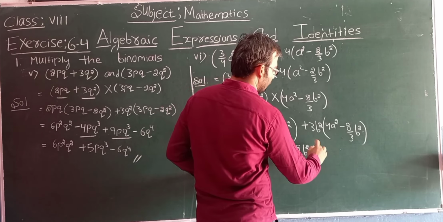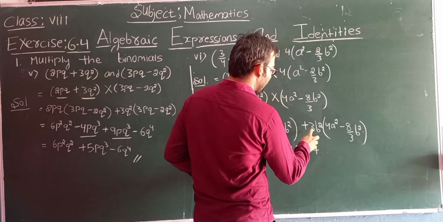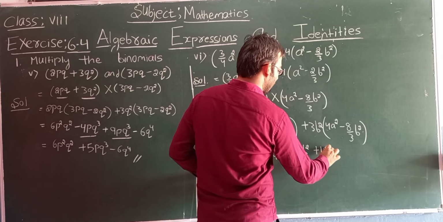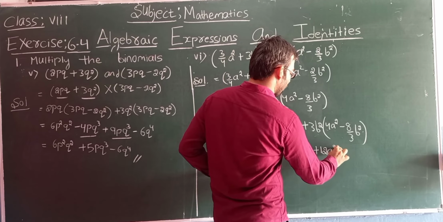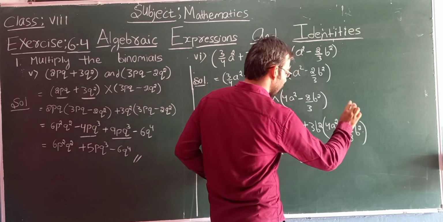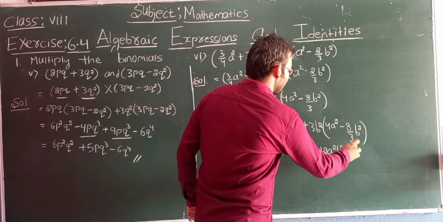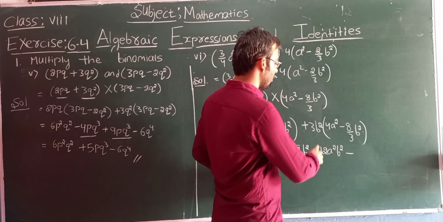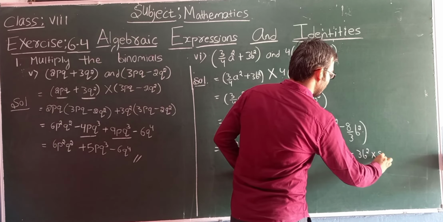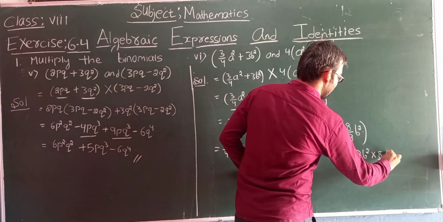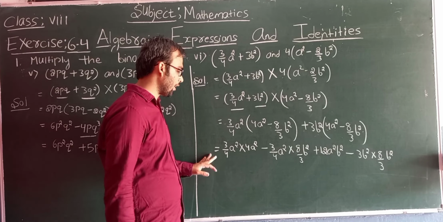Now come to this one, plus into plus will be plus. So now look at here, students. 3 4s are 12. So b square into a square is what? a square b square or b square a square. Now here plus is there, here minus is there. So plus into minus will be minus. So 3 b square into 8/3 b square. So we have solved up to here.